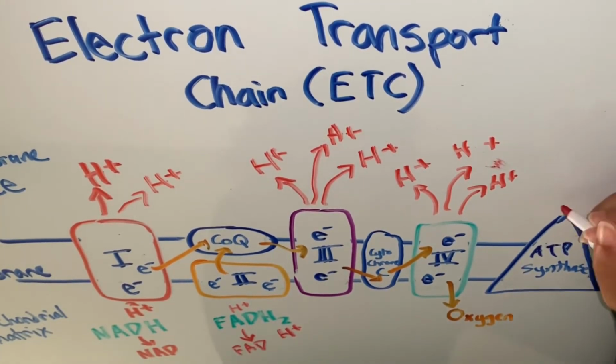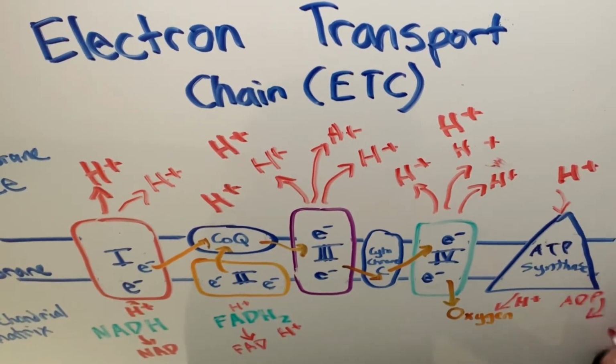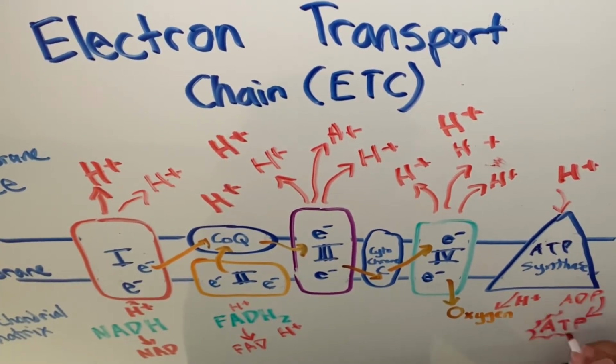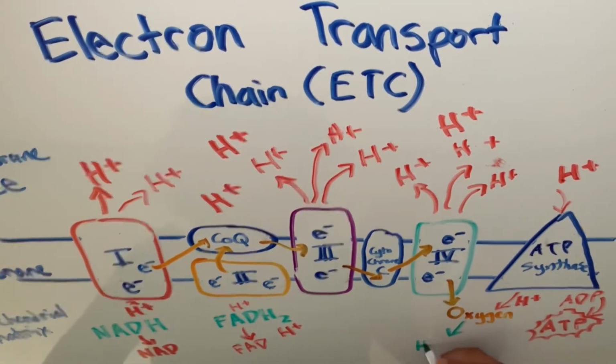The energy from the hydrogen going where it wants to go turns ADP into ATP. The facilitated diffusion has a coupled reaction with the final electron acceptor to produce water.